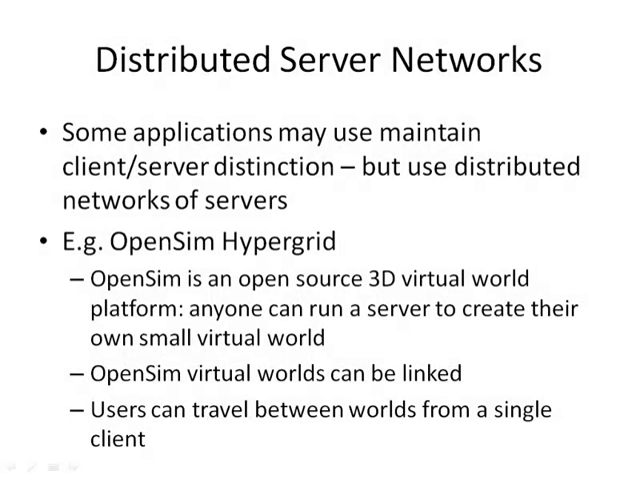Some applications also maintain a client-server distinction but have networks of servers. So the servers, instead of all existing in one building or in one location, can actually be spread across the world. One example of this, and this is a sort of 3D virtual world example, is the OpenSim Hypergrid. OpenSim is this open source 3D virtual world platform, and anyone can run a server, can create their own small virtual world, but you can also connect your virtual world to this hypergrid that allows connections between my virtual world and your virtual world, and creates this hypergrid of virtual worlds.